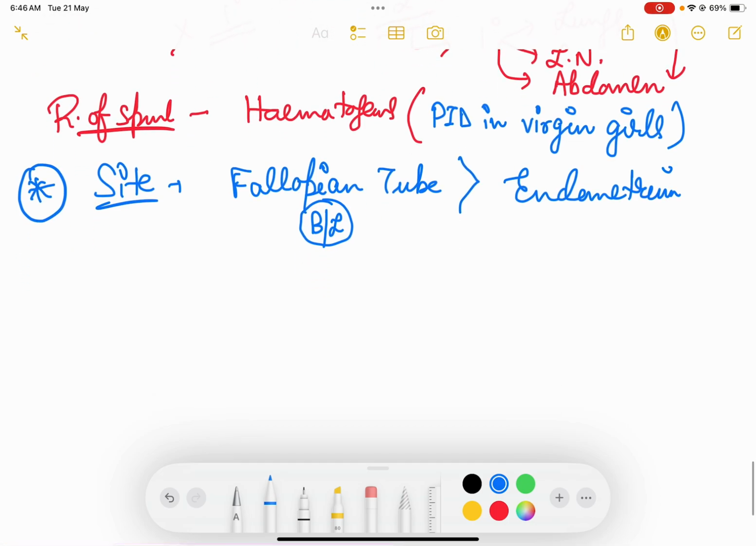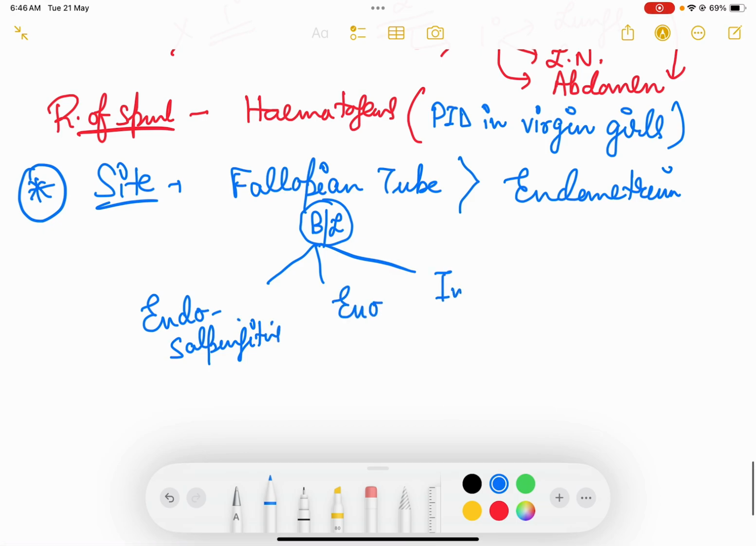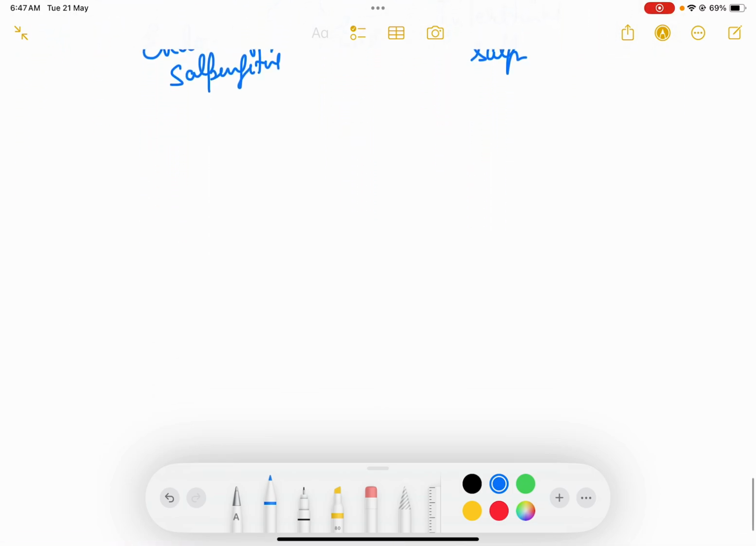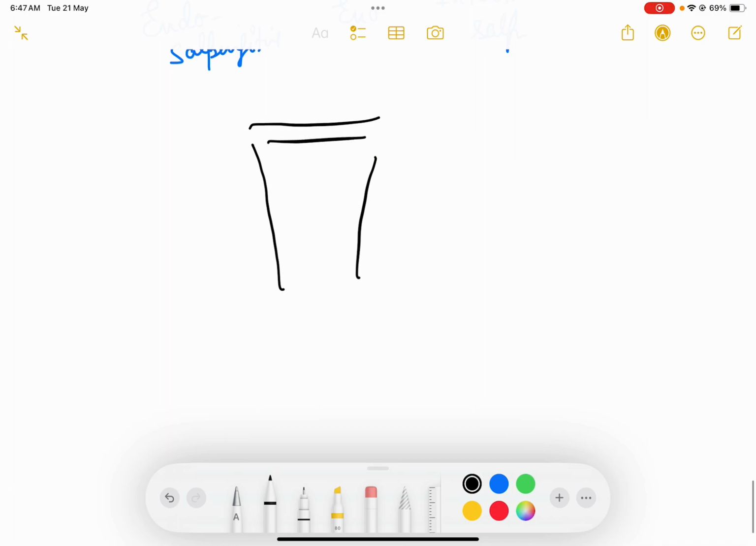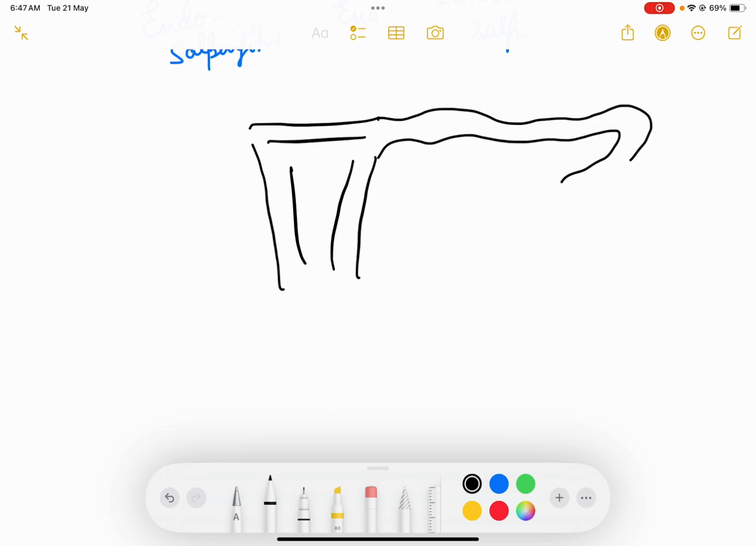Now in the fallopian tube, it can be three types of infection: endosalpingitis, exosalpingitis and interstitial salpingitis. Interstitial salpingitis means, if we consider the fallopian tube, suppose this is the uterus and this is the fallopian tube.